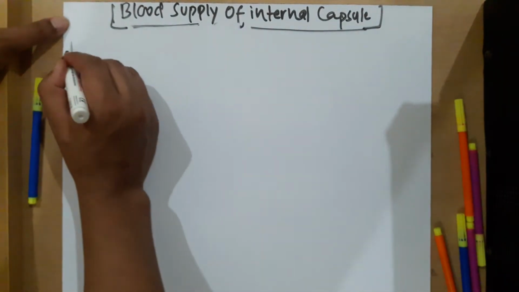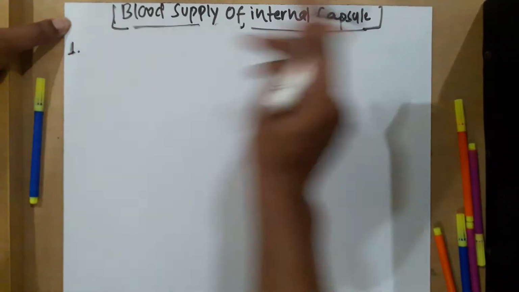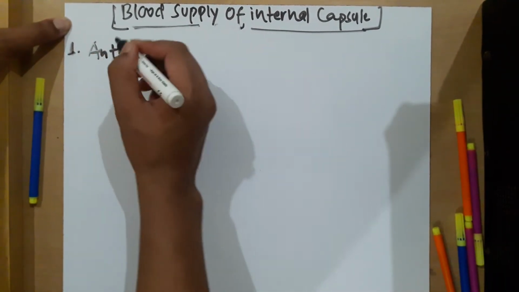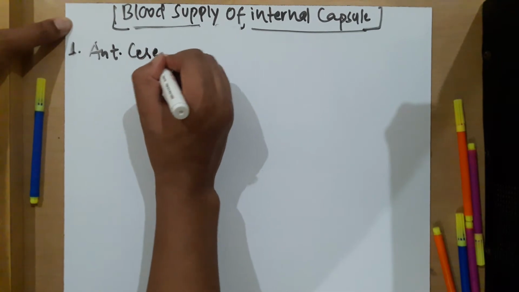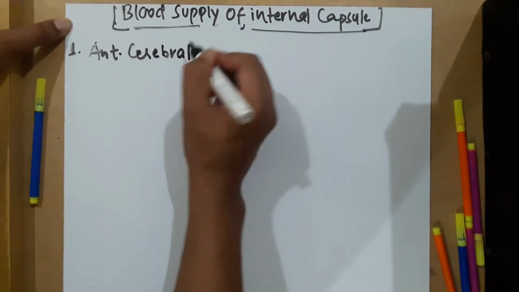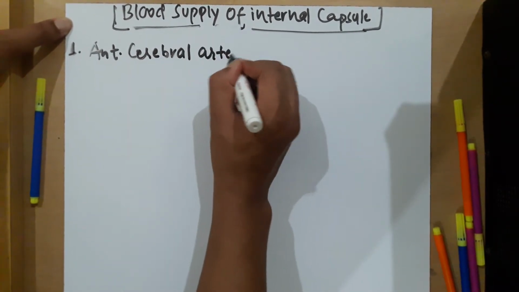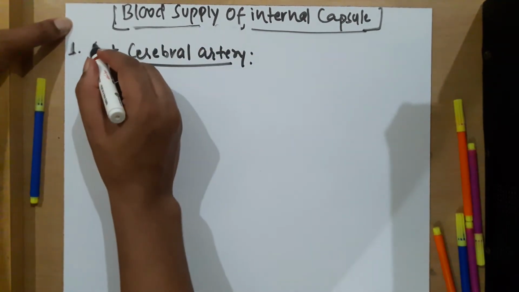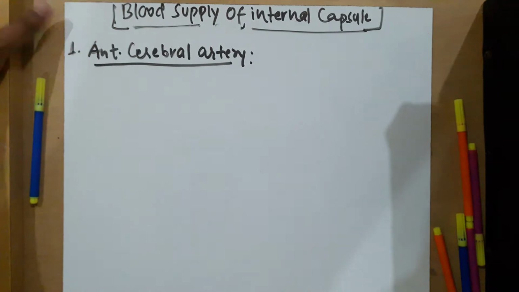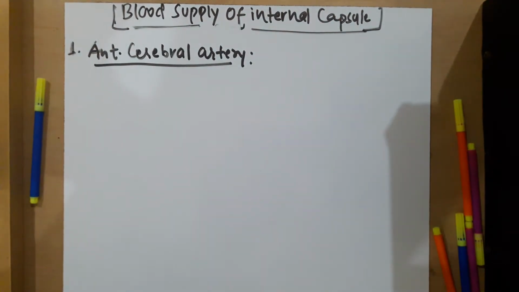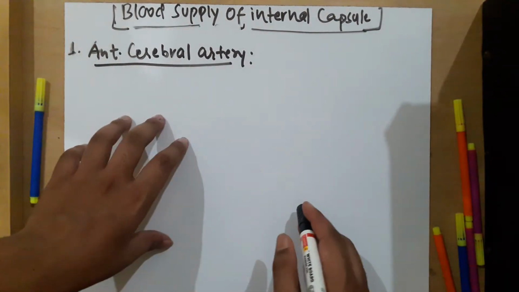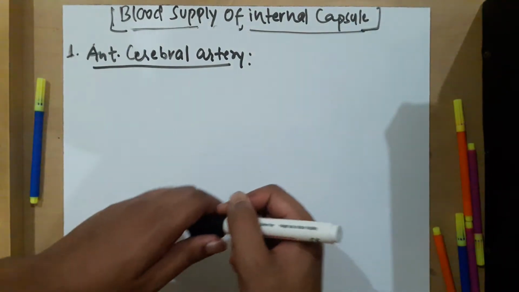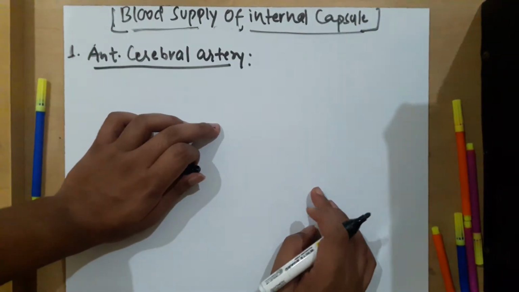So the first artery is, I'll go in the same order, anterior cerebral arteries. This is the same order that we wrote while labeling the diagram in the previous video. In the previous video I just discussed superficially that the anterior cerebral artery supplies this part. I didn't discuss the branches.